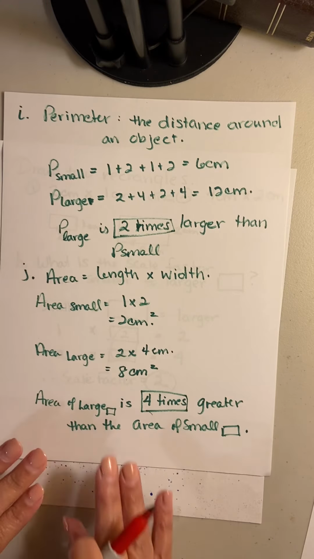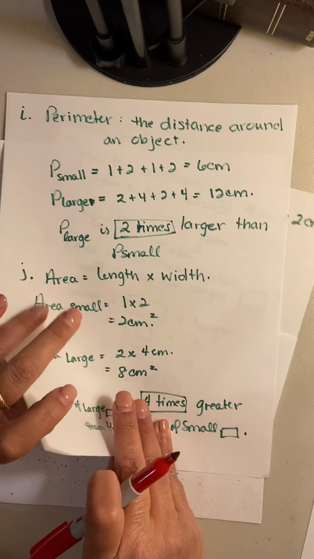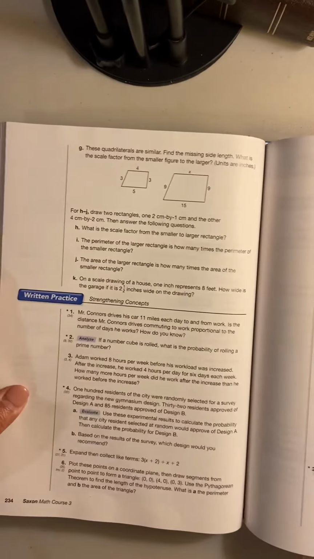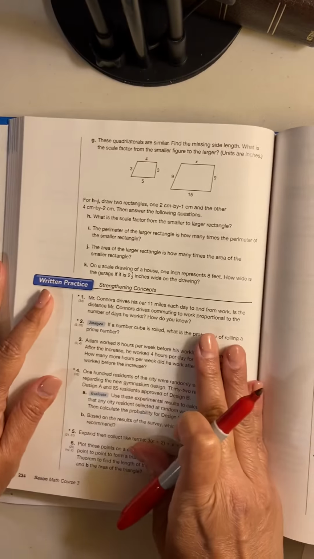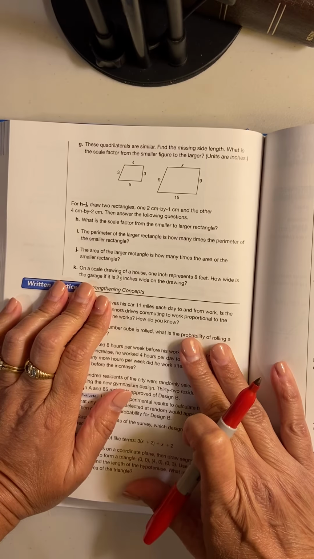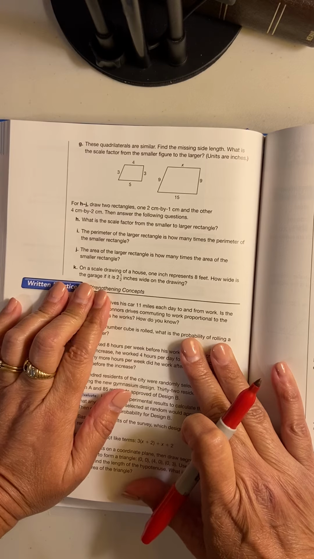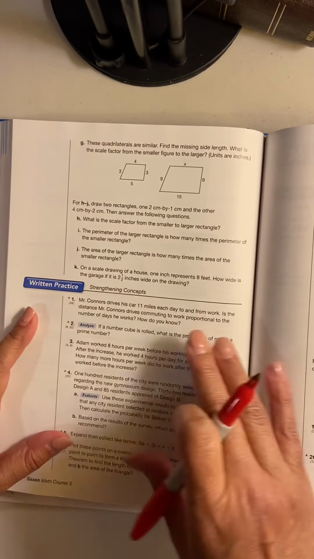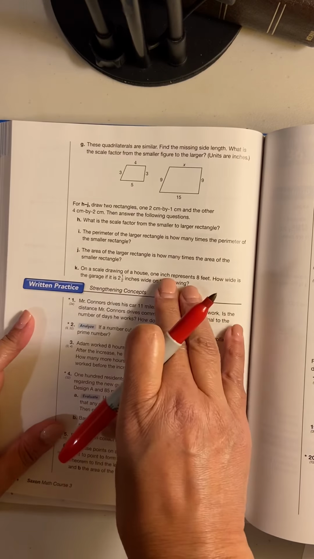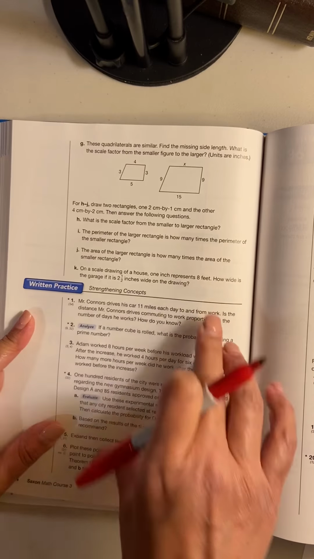All right, and then the last question I have is K. Let me go ahead and pull the book back over and make sure I've got it in here that you can see it. K says, on a scale drawing of a house, 1 inch represents 8 feet. How wide is the garage if it is 2.5 inches wide on the drawing? So it's very important, this is a scale drawing. It's like a blueprint of a house. It tells me that 1 inch is equal to 8 feet.